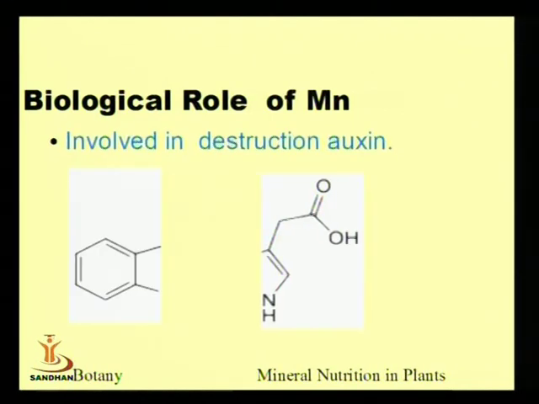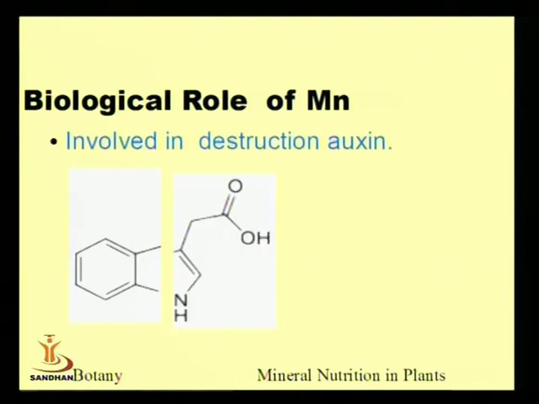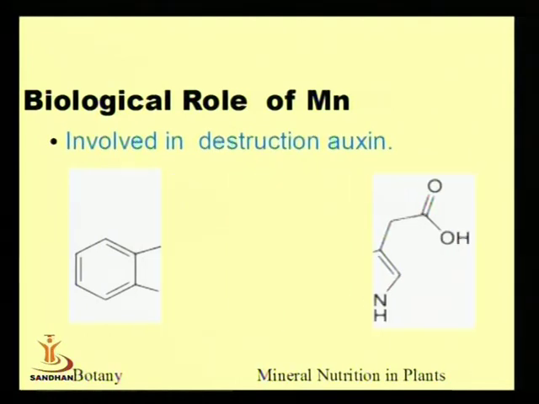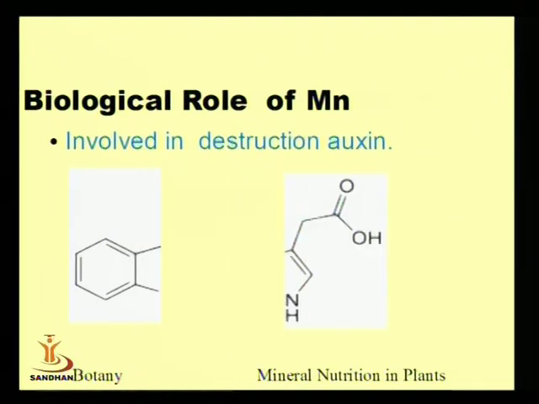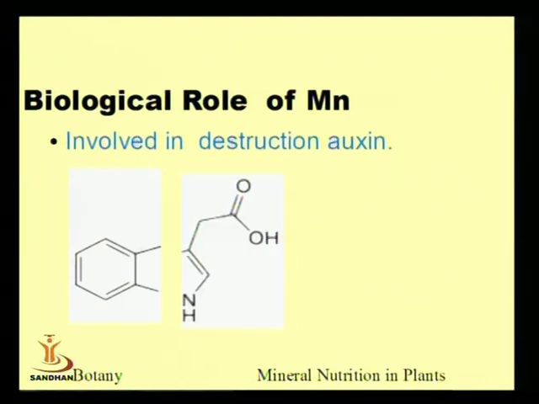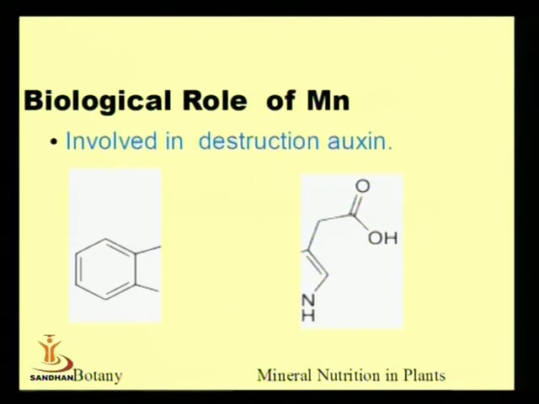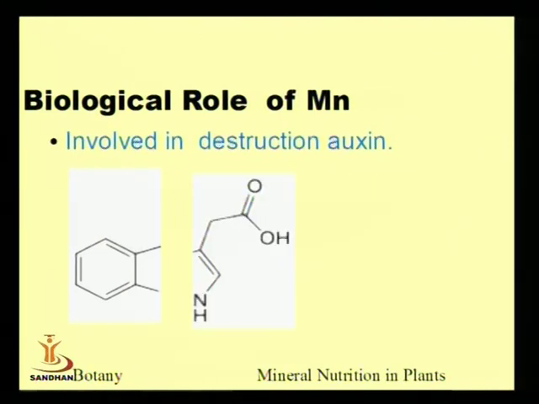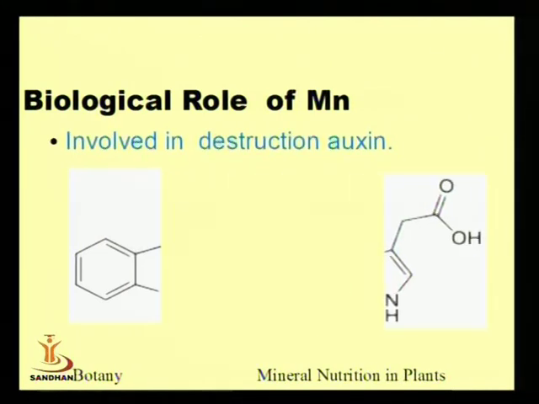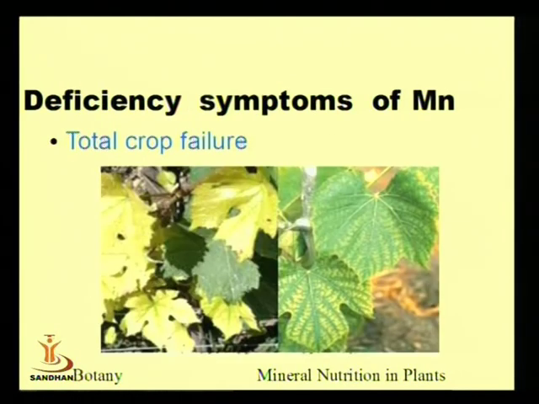It is involved in destruction of auxin. If it is not there, then auxin will not be destroyed, and if auxin is not destroyed, auxin will continuously allow growth, which will be harmful to the plant, right? Then the next thing is the deficiency.